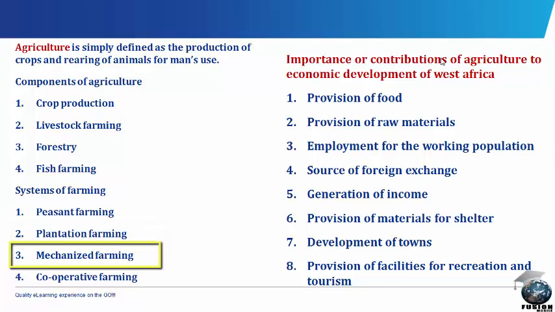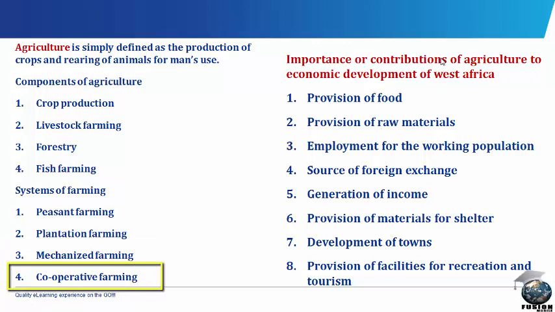Mechanized farming. This is also referred to as commercial agriculture. It is a type of agriculture which is concerned with the production of food, animals, and cash crops in large quantities, mainly for sales. Characteristics of mechanized farming: it requires a large area of land, it has complex and modern equipment like tractors and sprayers, and it requires huge capital investment.